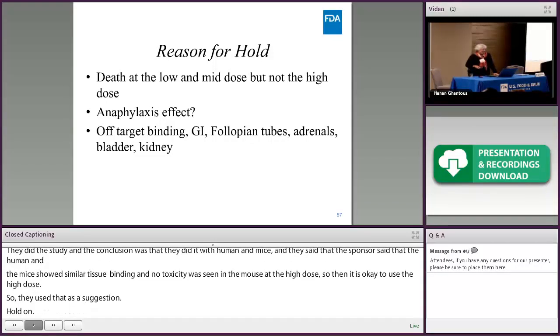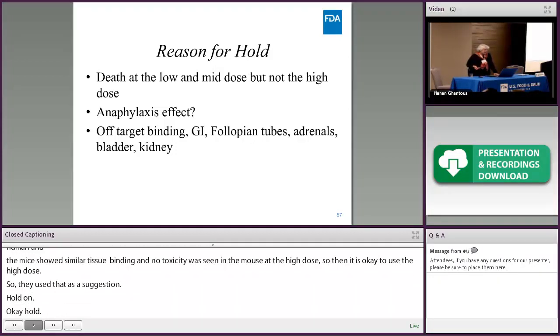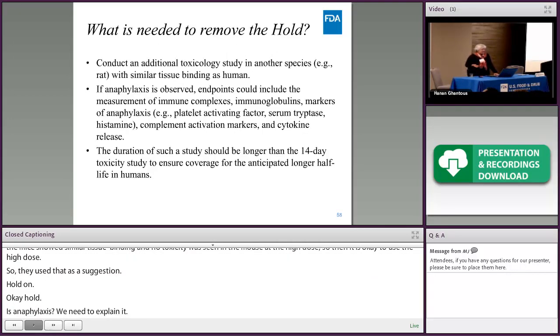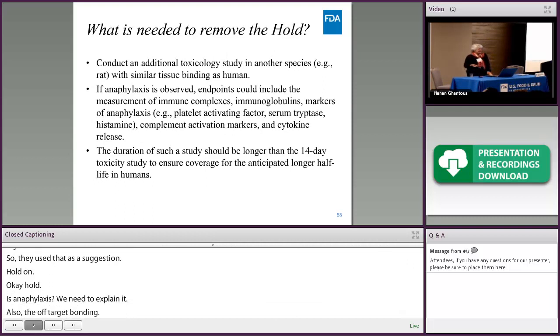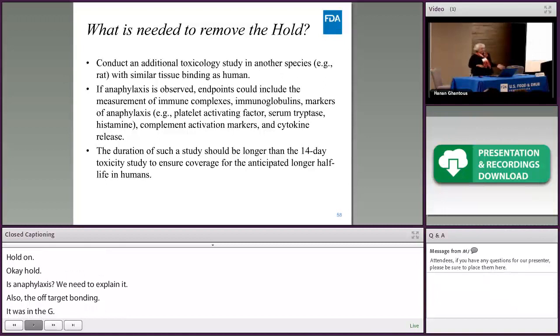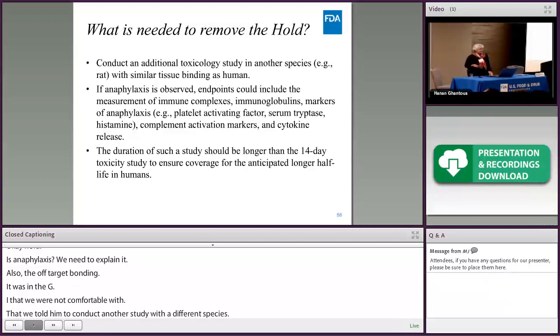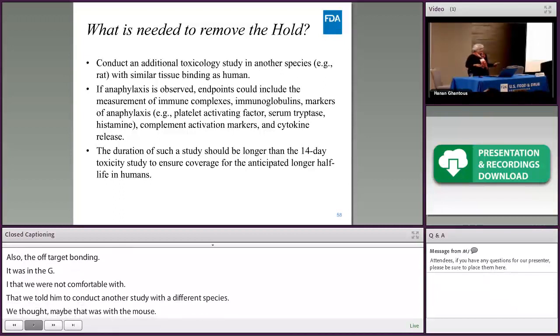Okay, so they went on hold, and we told them that there was death at the low and the mid dose, but not the high dose. Is it an anaphylaxis? Wow, you need to explain it. And also the off-target binding: we had off-target binding in the GI, fallopian tubes, adrenal, bladder, and kidney, which we're comfortable with. So then we told them to conduct another study with a different species. Maybe that one was with the mouse, and maybe there was something that let them try a different species.